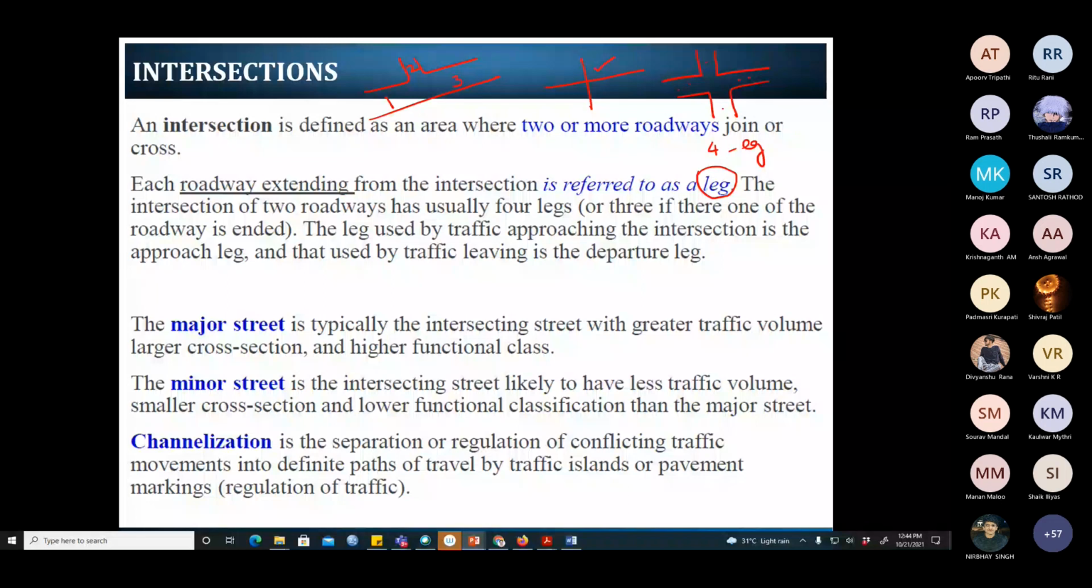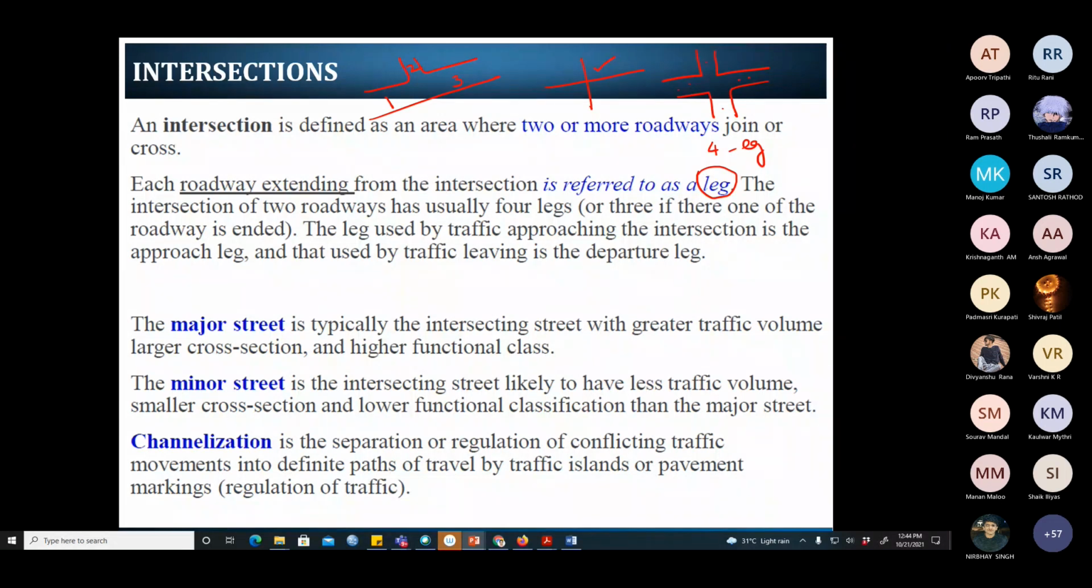So an intersection is nothing but two or more roads that meet or join at a single point, and each approach is referred to as a leg. Basically, we might have three arm intersections or three leg intersections, four leg intersections, and five leg also, depending upon the number of roads.